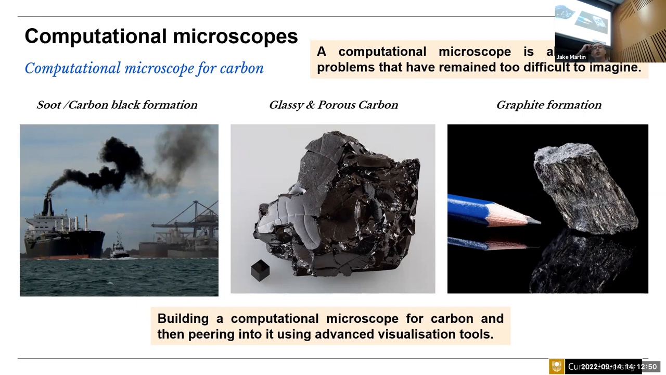So I'll be talking about building a computational microscope for carbon, specifically how we built that for looking at how soot forms. And then I'll be talking about how we peer into the computational microscope using advanced visualization tools. Because as I'll show you, sometimes it's just impossible to work out what's going on just by looking at the structures generated. So let's start off with soot or carbon black formation.